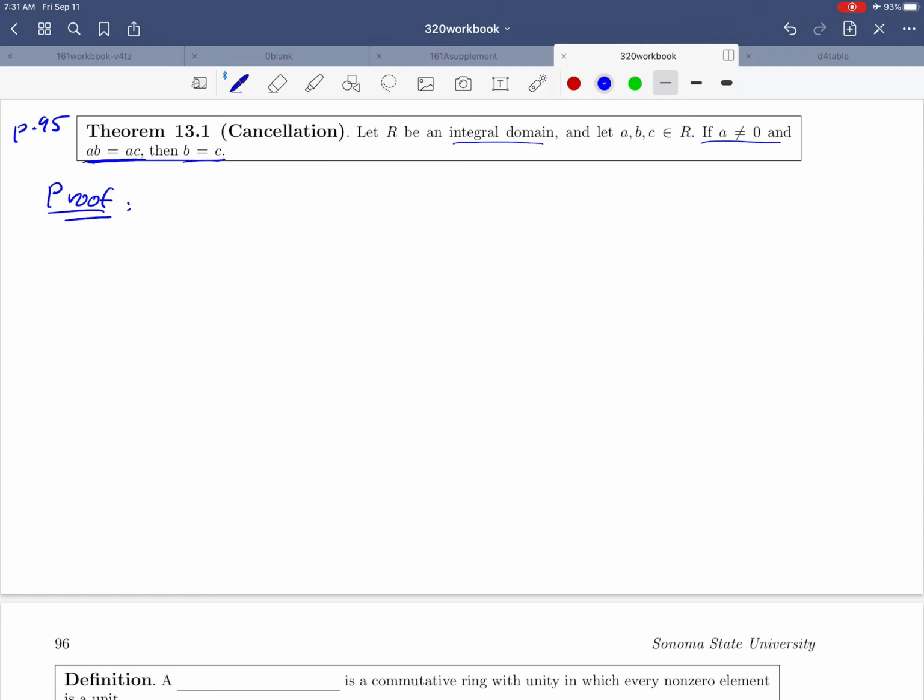Okay, so we're proving an if-then statement, so let's start with the if part. So we are assuming that A is not equal to 0 and that AB equals AC. Okay, and we're going to try to show that we can cancel the A's and just get B equals C. Okay, so we'll start by doing some algebra here.